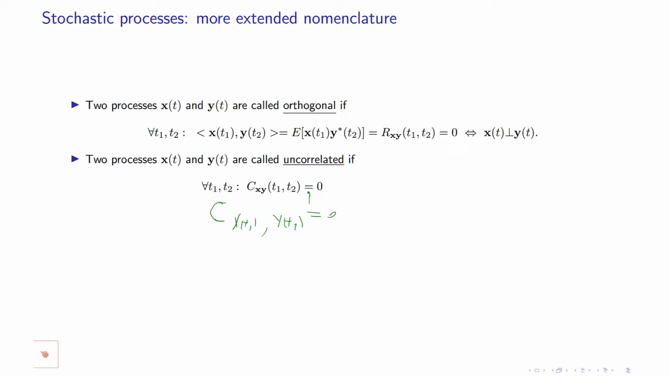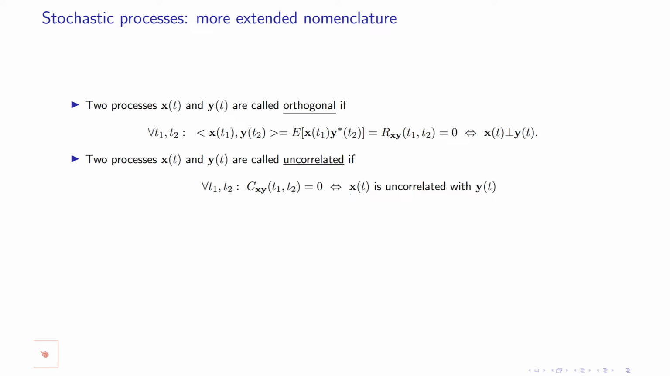So this is the definition, which is equal to the mean of x of t1 minus mu x at time t1, the deviation from the center, and then y at time t2 minus mu y at time t2. We put a conjugate if they are complex. If not, it's okay to put a conjugate. And these shall be equal to 0. If they are equal to 0 for all these, we call them uncorrelated.